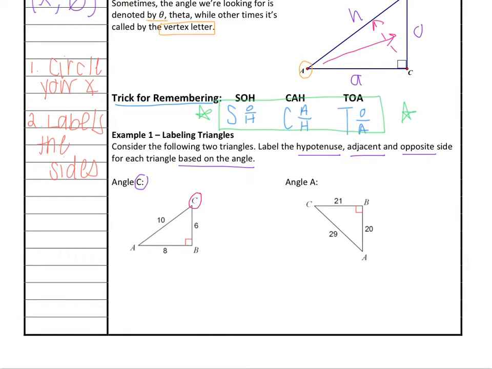From C, I always start by saying, okay, what's my opposite side? If I was at C, I would go directly across from it. My opposite side would be where the 8 is, so I'm going to put an O there. My hypotenuse is always opposite of the right angle, so my right angle is down here, and opposite of that is where the 10 is. That's my hypotenuse, and again, it's always the largest side. That means the leftover side, C to B, is my adjacent side, because it's right next to angle C. So that's your process.